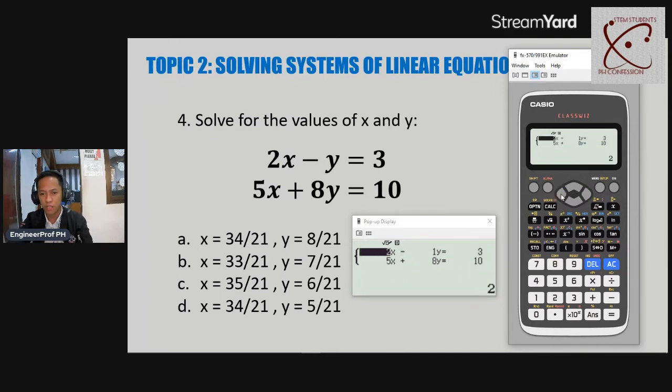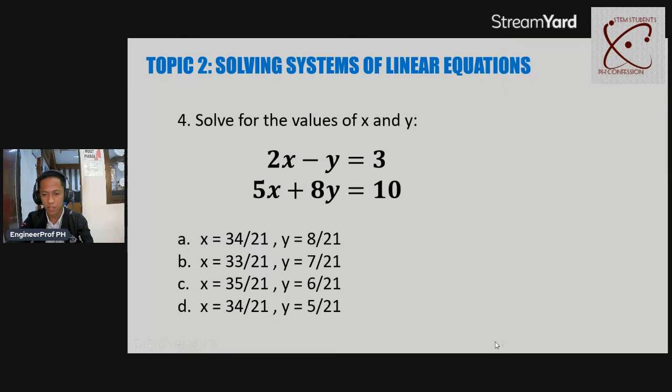So 2x minus y, double check natin. 2x minus y equals 3. 5x plus 8y equals 10. Okay, ayan. So dito, gawin natin, just press equals. Okay, equals lang natin. So automatically, it will give you the value for x as 34 over 21, and for the value of y, that is 5 over 21. Okay, so that's how you solve two equation to unknown using your calculator. So for this problem, ang answer natin, 34 over 21 and 5 over 21. So that is letter D. Okay, letter D yung answer natin for this problem.